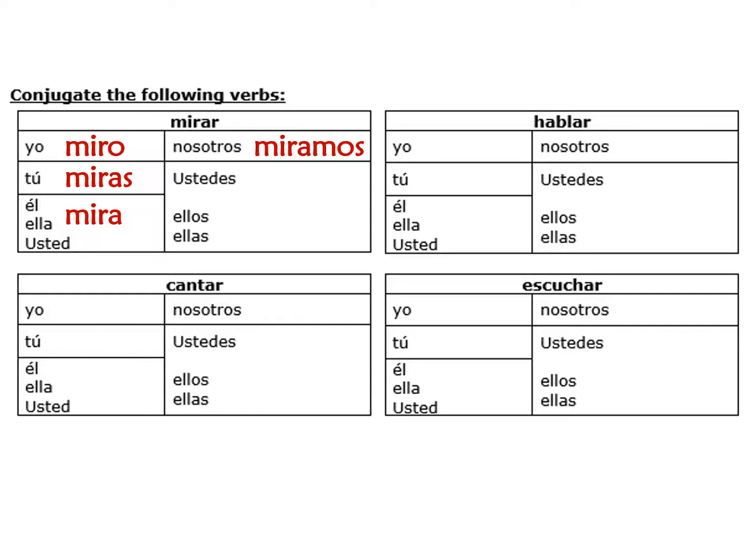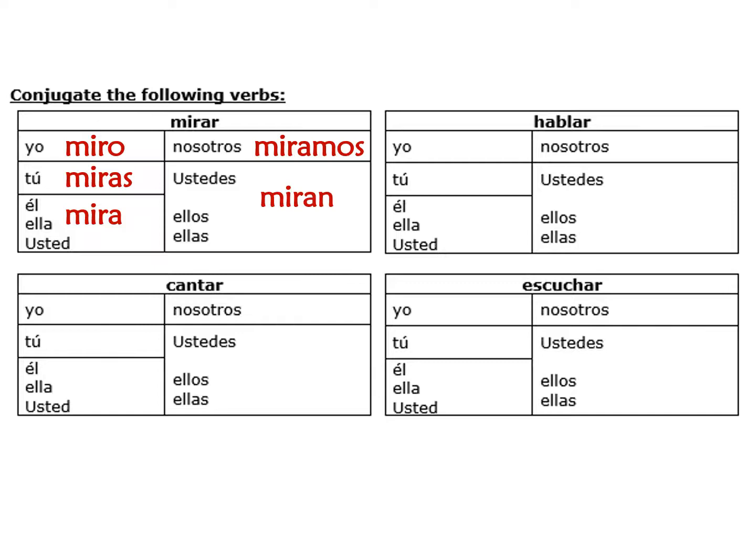Ustedes, ellos, ellas. Again, we're going to start with our stem, which is mir. Then we add our ustedes, ellos, ellas ending, an, to form miran. Please write miran. We'll do one more example. I'll go through the directions a little quicker, and you'll do the last two on your own.